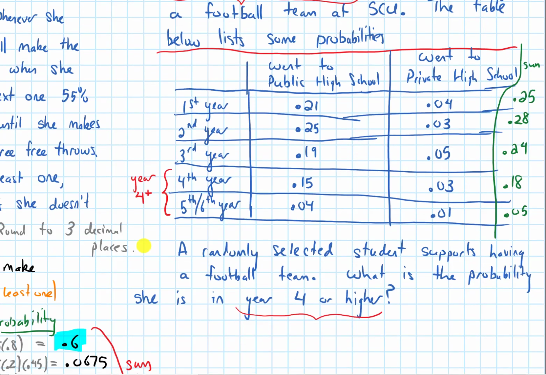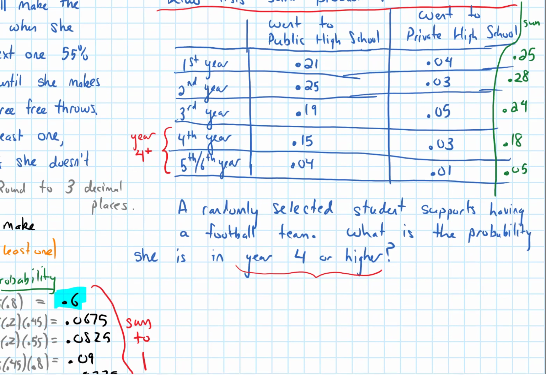Alrighty, so let's label some of our events. I'm going to let F be the event that a person wants football. And let's let F complement be the event that a person doesn't want football, doesn't want a football team.